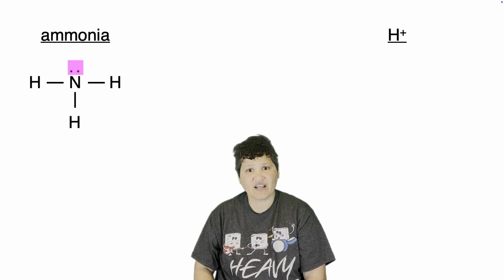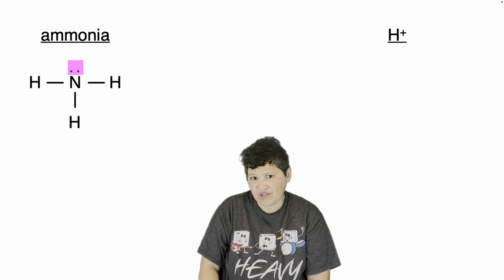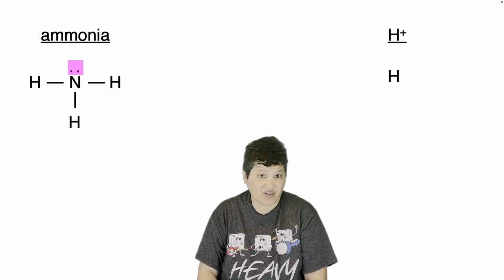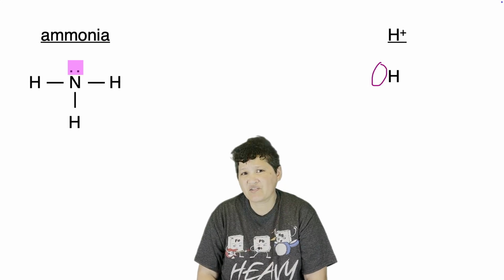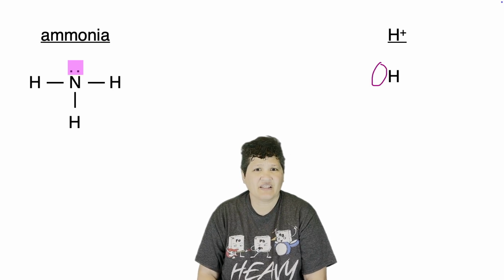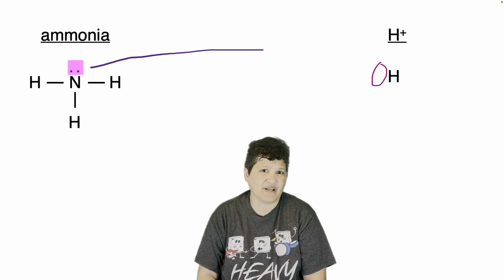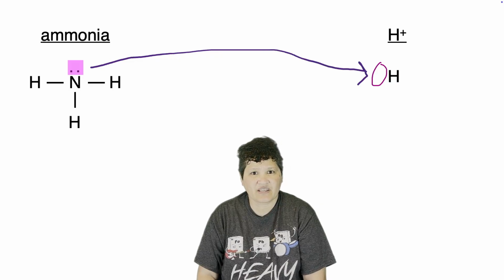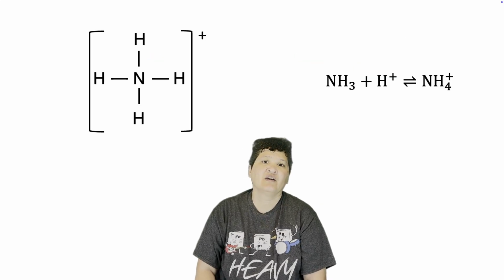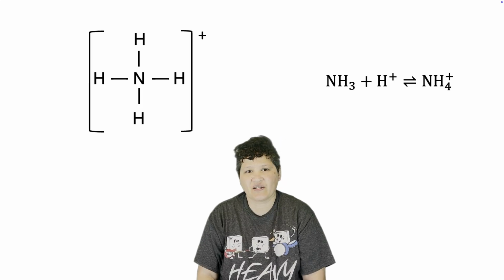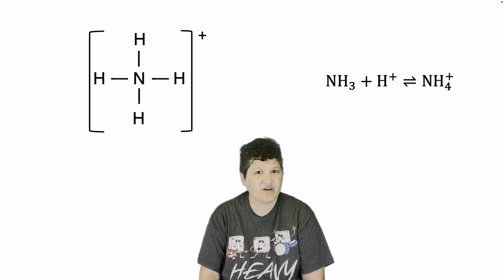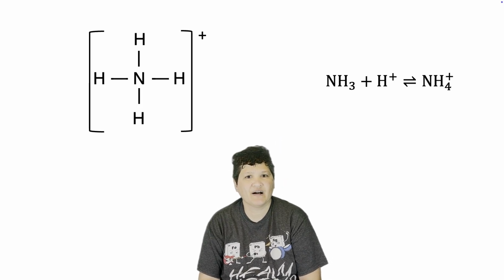A neutral hydrogen has 1 electron. H+ therefore has no electrons. It's just a lone proton. Because its valence shell is empty, it can accept the electrons that ammonia is willing to donate. It is a Lewis acid. When hydrogen accepts the electrons that ammonia donates, a covalent bond is formed, creating the ammonium ion.